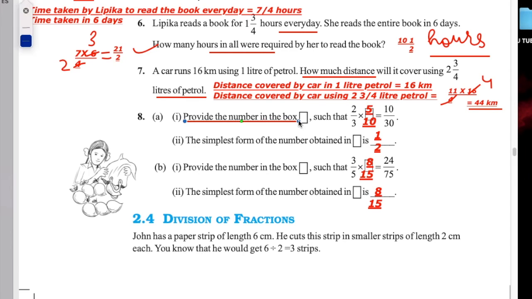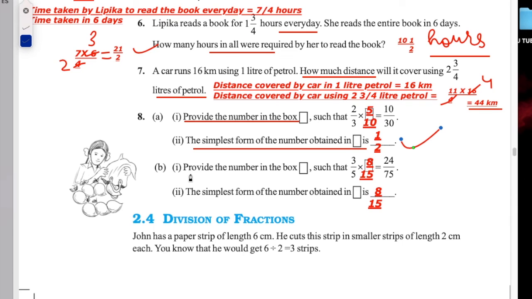Now the last question, A part. Provide the number in the box such that 2 by 3 is equal to 10 by 30. See, what will you multiply with 2 so that you will get 10? 5. What will you multiply by 3 so that you will get 30? 10. So your answer in the box will be 5 by 10. Now it is asking the simplest form of the number obtained in the box. In the box you have 5 by 10 and the simplest form of 5 by 10 is easy. 5 ones are 5, 5 twos are 10. So the answer will be 1 by 2.